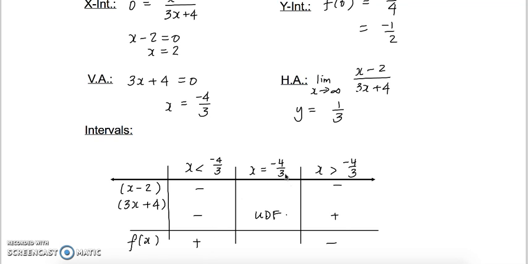And then we know that because x equals negative 4 over 3 is your VA, the function will be undefined there. And then a test point for the region x greater than negative 4 over 3. You can pick positive 10, or you can pick 0. 0 minus 2 is negative, and 3 times 0 plus 4 is positive. A negative divided by a positive is negative.